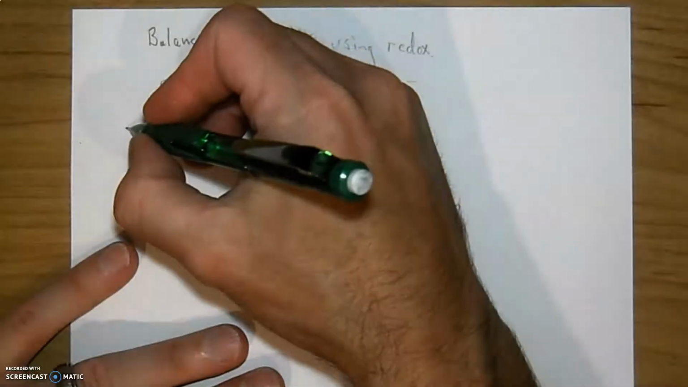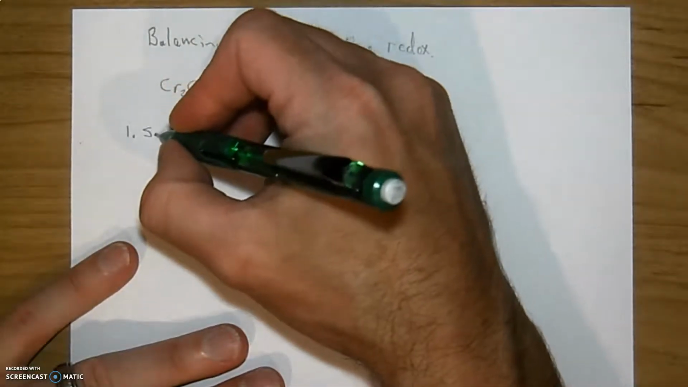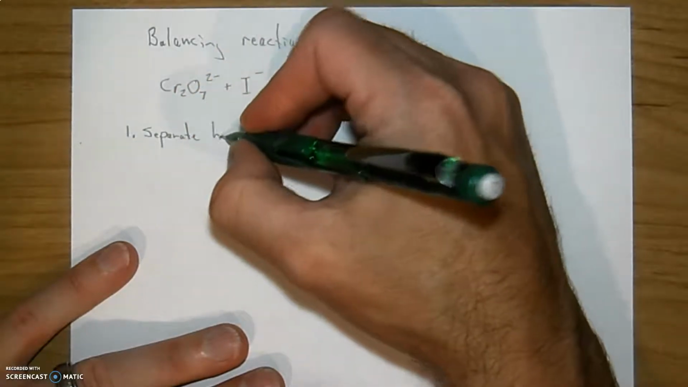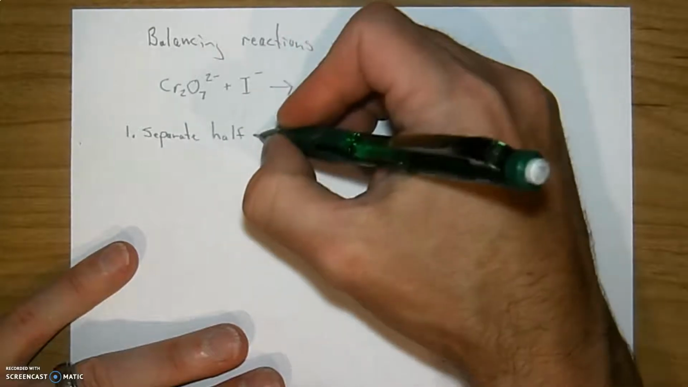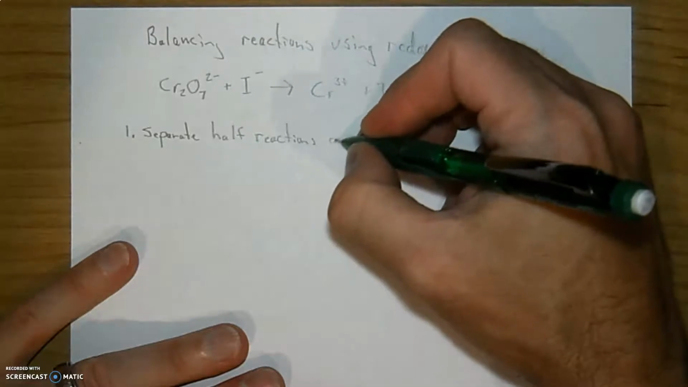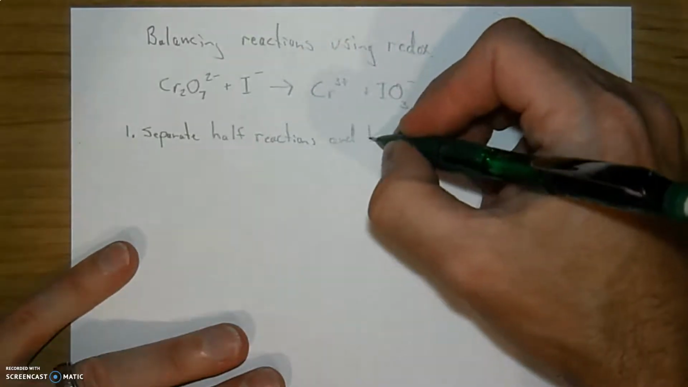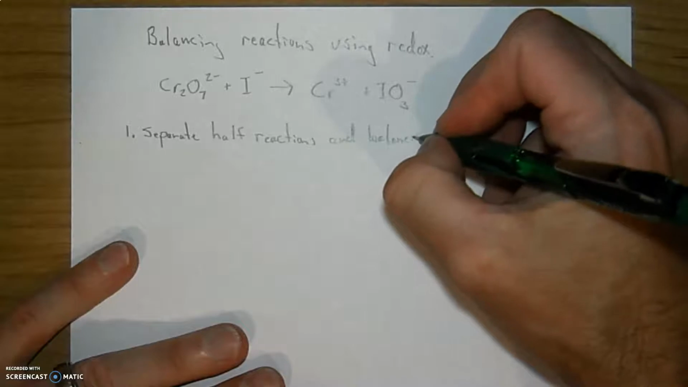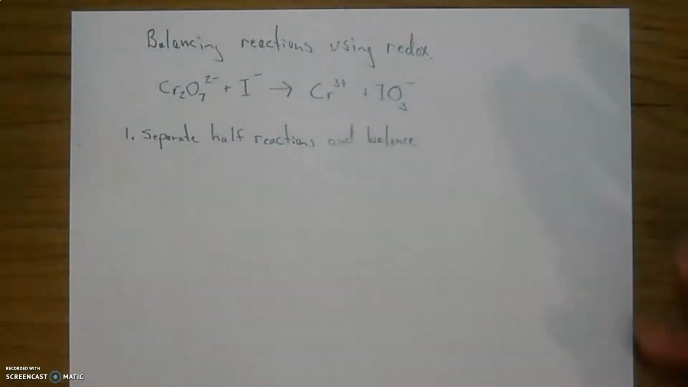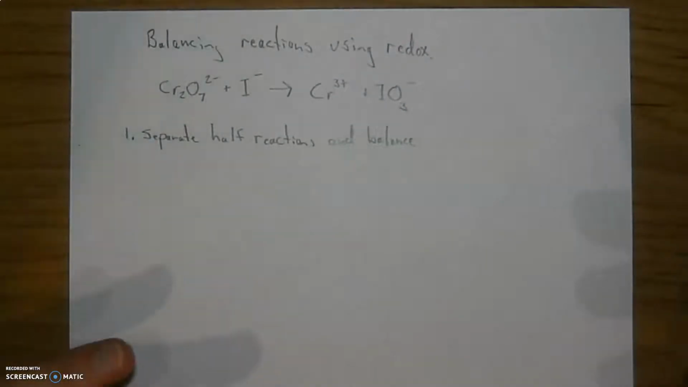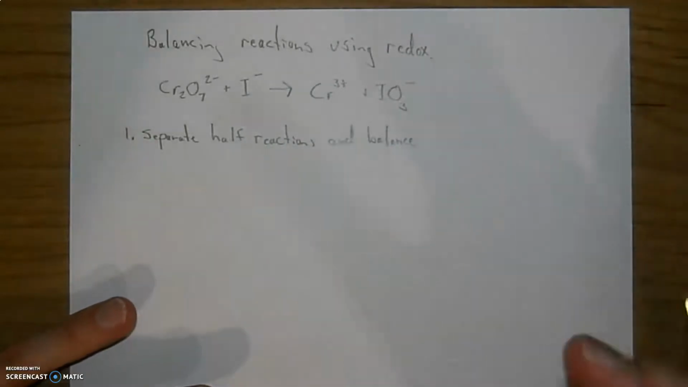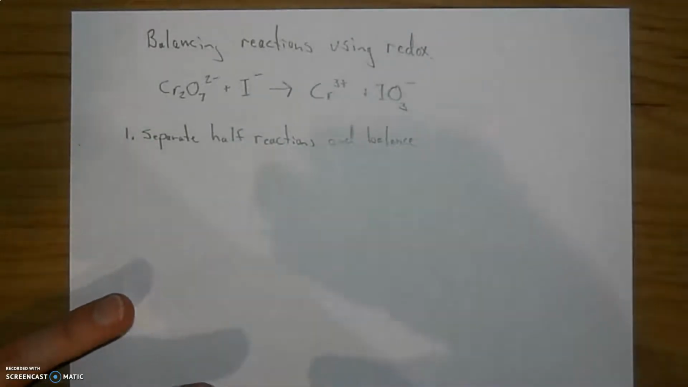The first thing we want to do is separate the half reactions, and then balance. So instead of trying to take this whole equation and balance it out, we're going to do it separately. And again, we're looking at this balancing from the idea of oxidation reduction. What elements or compounds are being oxidized and which ones are being reduced.